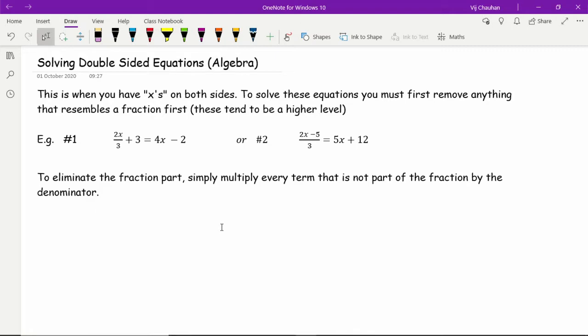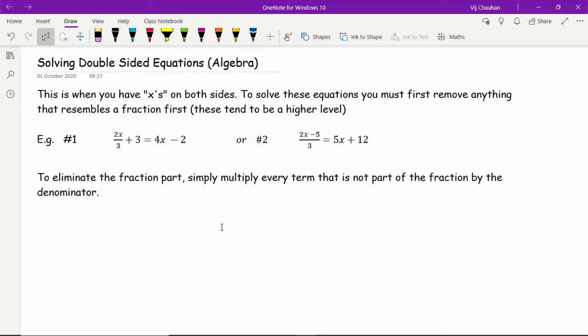To solve these equations you must first remove anything that resembles a fraction. Although this won't appear when you're first starting out to learn this topic, it might appear on more extensive or high level questions. So if you do end up with a fraction or some form of brackets, which we'll look at in some of the examples, what you want to do is get rid of them first. Get rid of anything that looks complicated.